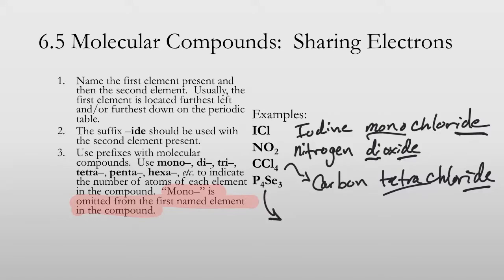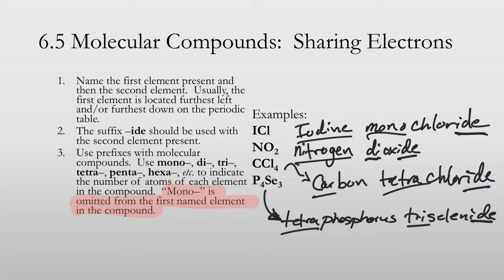And then finally, P4Se3 would be tetraphosphorus triselenide. Now, you don't ever change the first name. It's always the actual name: iodine, nitrogen, carbon, the phosphorus there. We leave those the same. It's only the second one where you put the "ide" in.